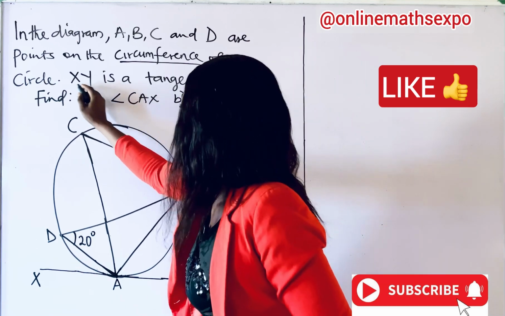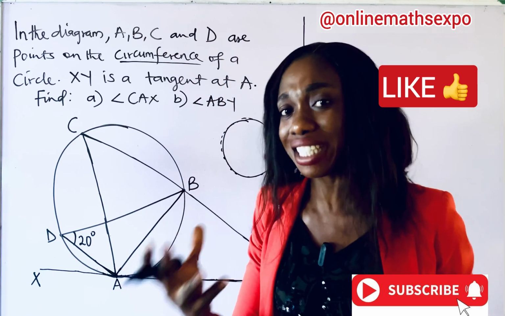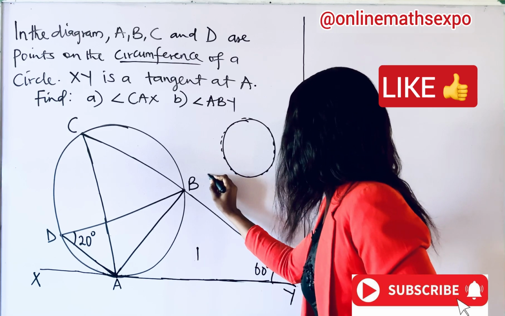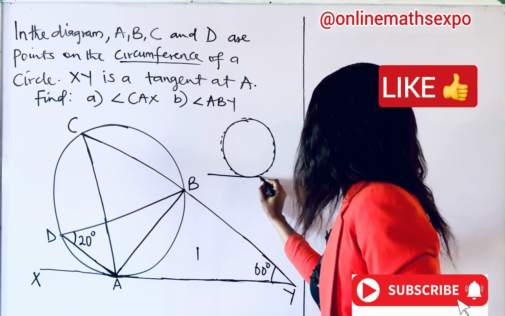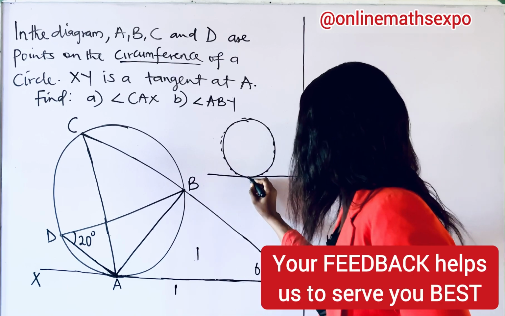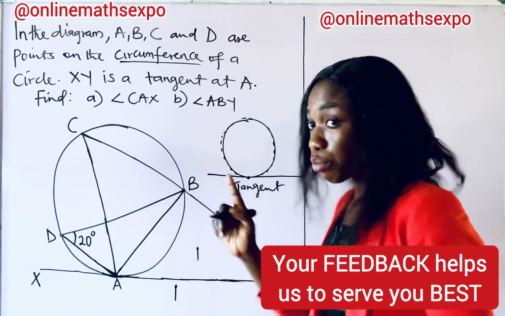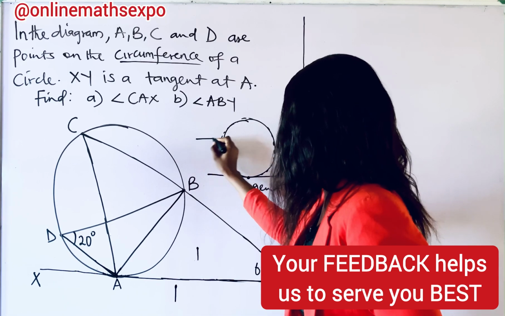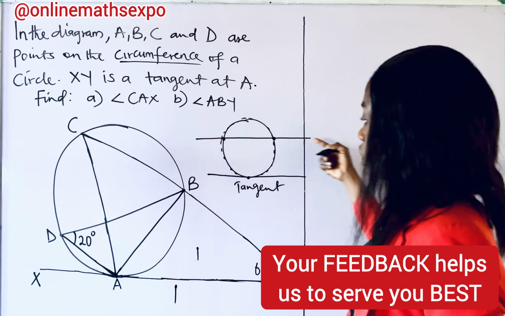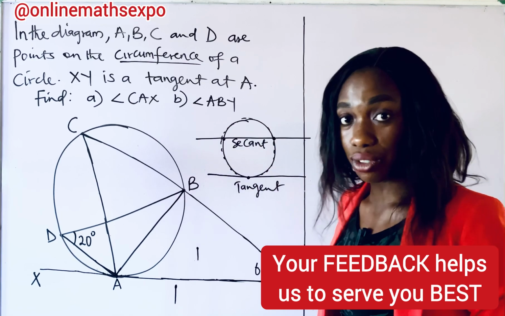The next one says XY is a tangent at point A. Now, what do we mean by tangent? A tangent is just a straight line that touches the circumference at a point. It does not cut through, okay? It won't cut through, rather it touches it at a point, and we call this one a tangent. But note, it's different from when you have a line cutting through at 2 points. When you have it drawn this way, we call this the secant. I hope you got the difference now.